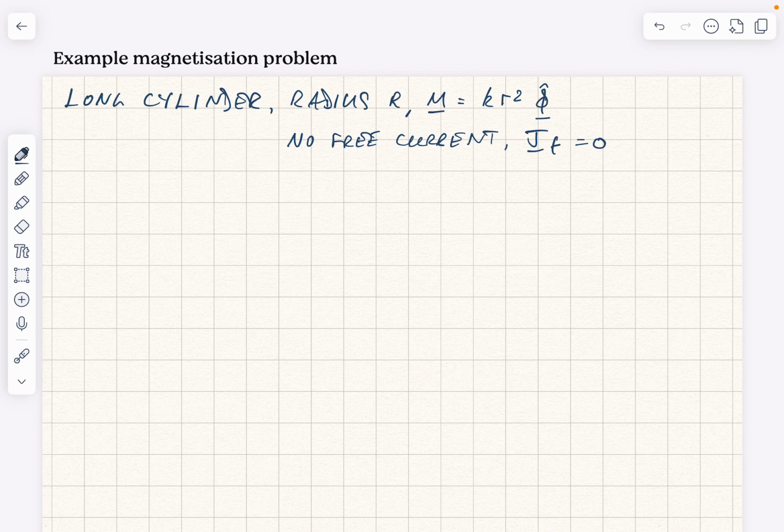I'm going to discuss a simple example magnetisation problem. We did touch on this in lectures, but I'm going to go through it in a bit more detail and explain some of the basic background reasoning. So we have a long cylinder of radius r.